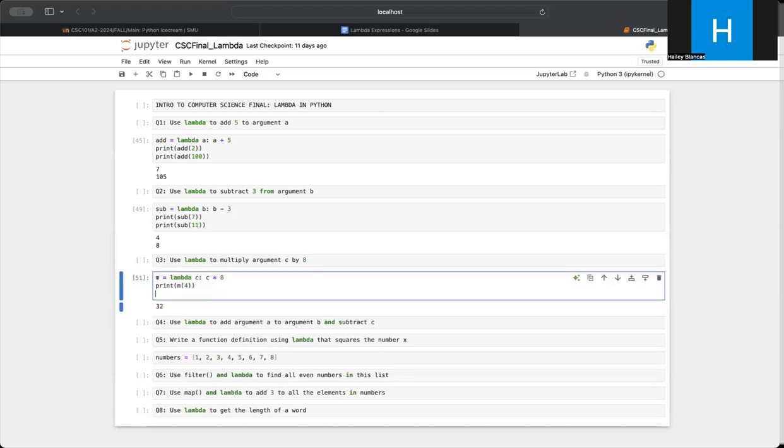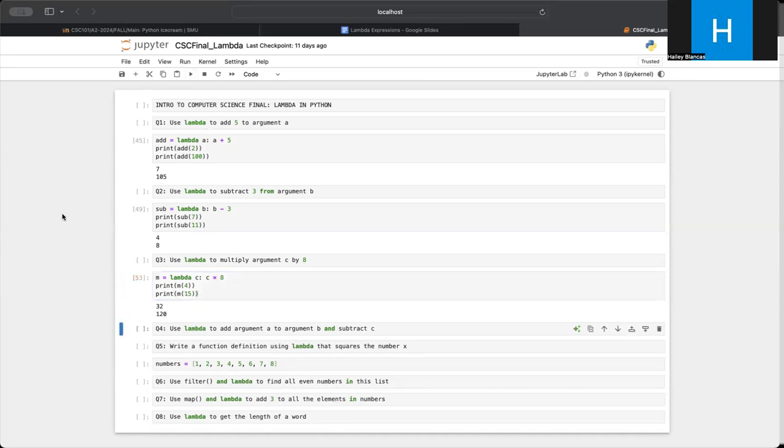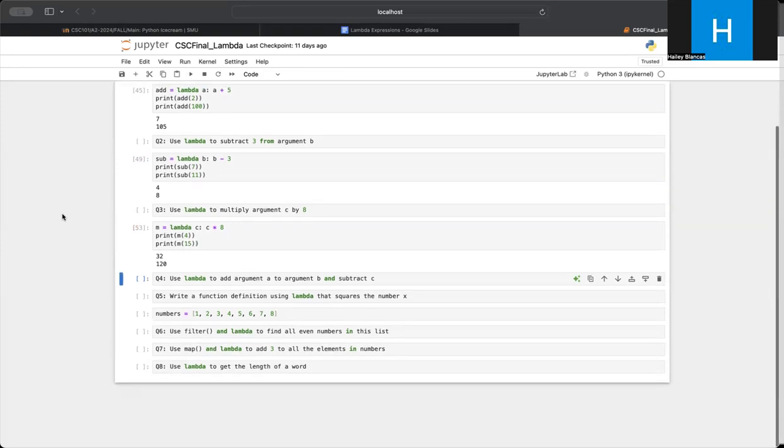This time, let's let c equal 15. Eight times 15 equals 120. This is true, so we know the second trial ran correctly. Let's add some more.